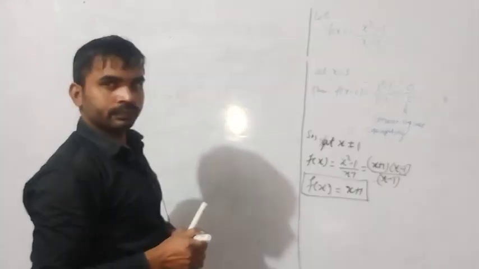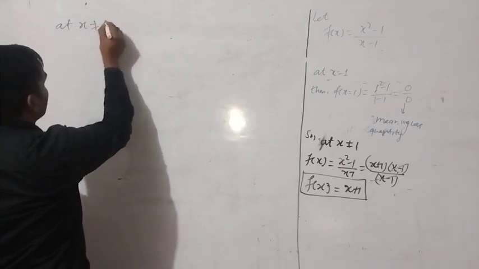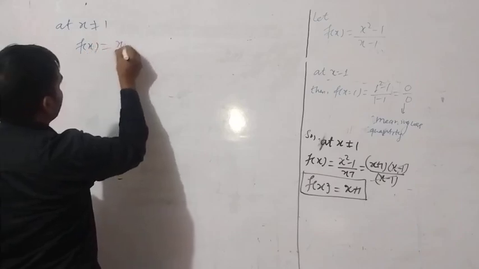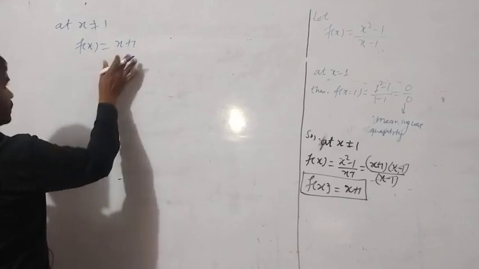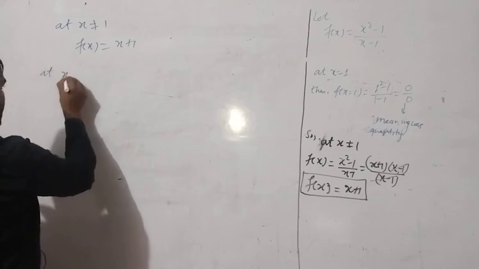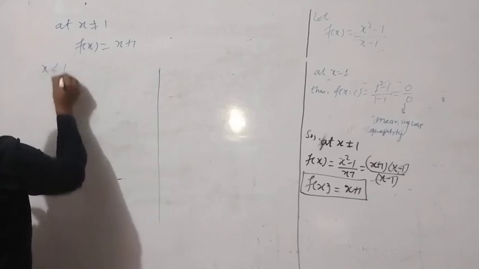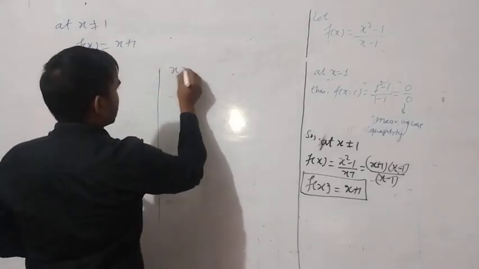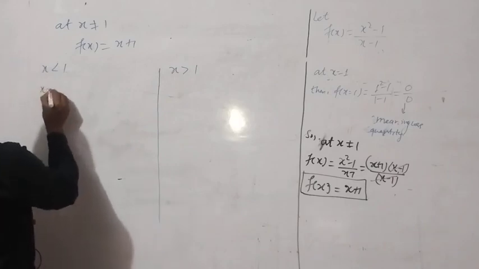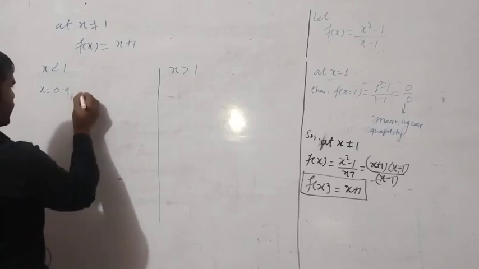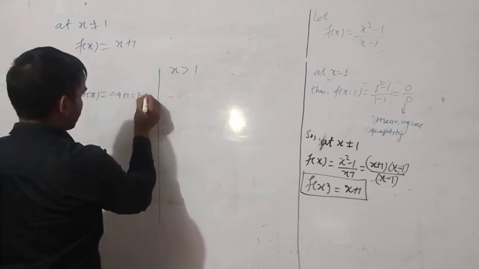So as I told you, here at x not equal to 1, we can say f(x) converts into x plus 1. So let us find this value. First we can take x less than 1, and second x greater than 1 but closer to 1. First, we can take x equal to 0.9. Then we find f(x) as 0.9 plus 1, that is 1.9.